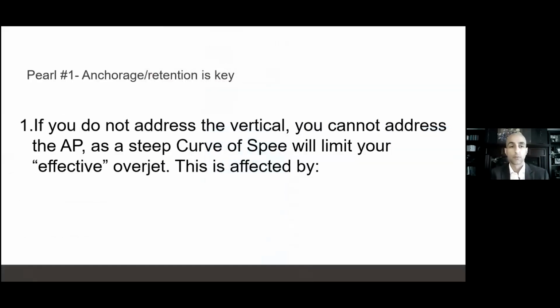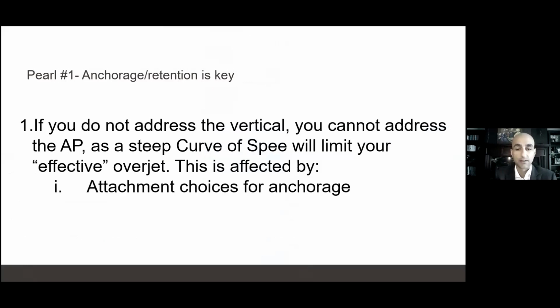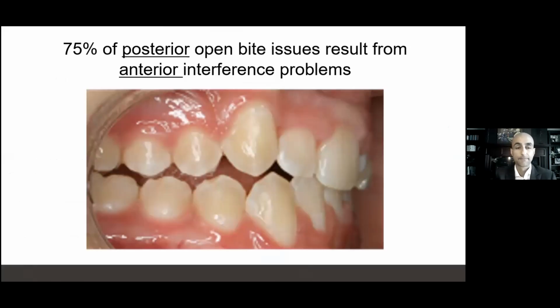So pearl number 1 with regards to this concept: if you do not address the vertical, you cannot address the AP, as a steep curve of Spee will limit your effective overjet, as I mentioned. This is affected by your attachment choices for anchorage and the amount of overtreatment that you build into your treatment plan. This is what we're trying to avoid.